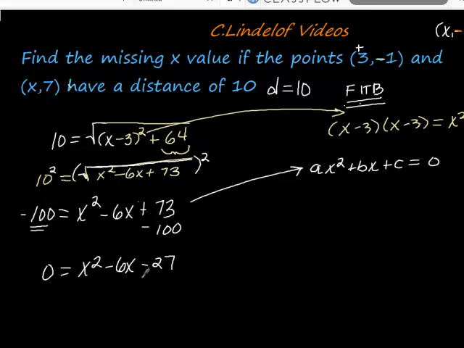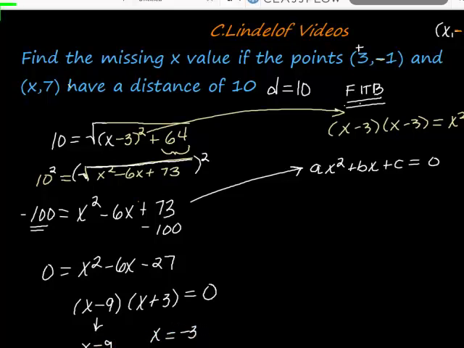As I factor this, I need two numbers that, when I multiply them, I get negative 27, but when I add them, I get negative 6. I believe those numbers are x minus 3? No, it has to be x minus 9. So (x - 9)(x + 3). I can check this math really quickly. Negative 9 plus 3 is negative 6, and negative 9 times positive 3 is negative 27. So that's good math. It has to equal 0, so we'll use the zero product property to solve for these factors. Here we get x equals 9, and here we get x equals negative 3.